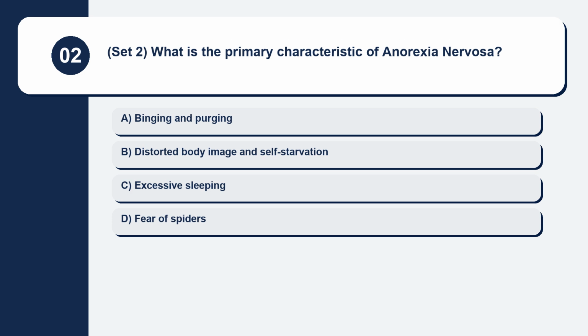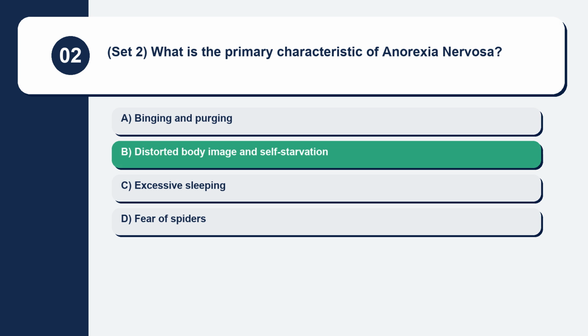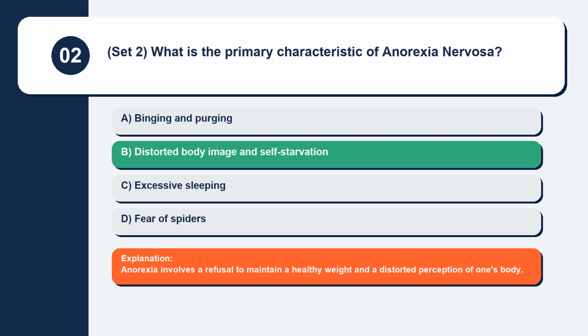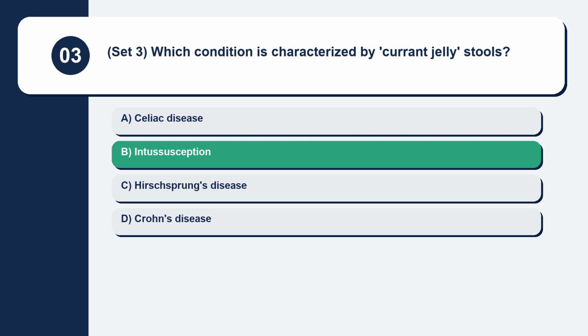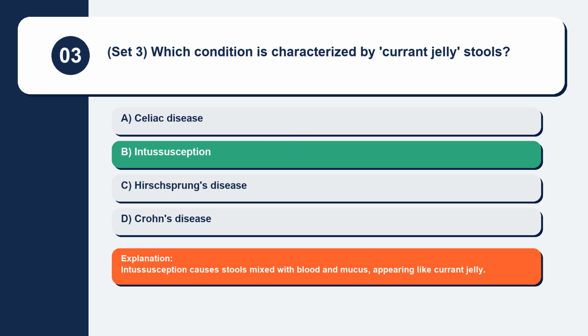Question 2. Set 2. What is the primary characteristic of anorexia nervosa? Binging and purging, distorted body image and self-starvation, excessive sleeping, fear of spiders. Anorexia involves a refusal to maintain a healthy weight and a distorted perception of one's body. Question 3. Set 3. Which condition is characterized by currant jelly stools? Celiac disease, intussusception, Hirschsprung's disease, Crohn's disease. Intussusception causes stools mixed with blood and mucus, appearing like currant jelly.